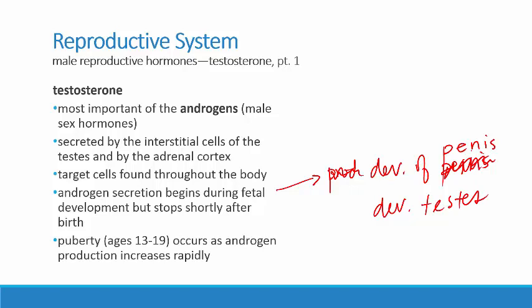But shortly after birth, we see almost complete cessation of any testosterone secretion. Somewhere around the ages of 12 to 13, we see an increase in the secretion of testosterone, and that's what brings on puberty in males.